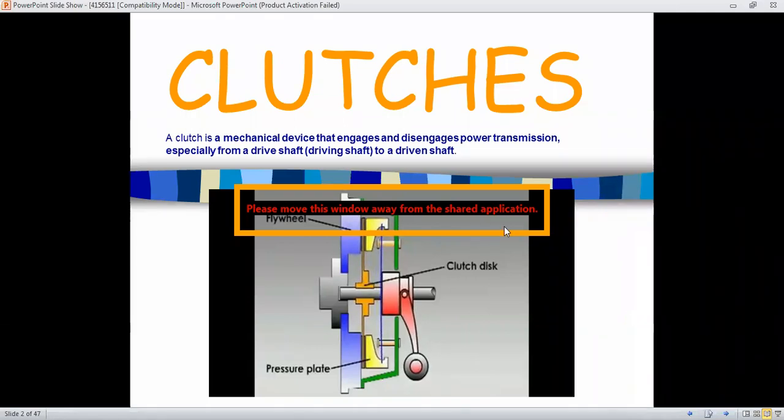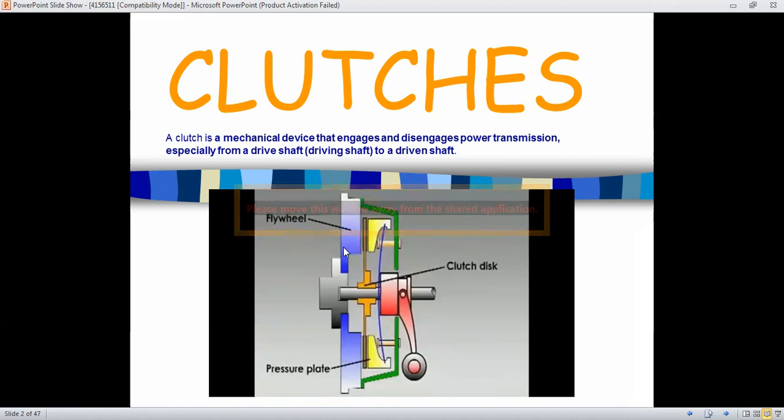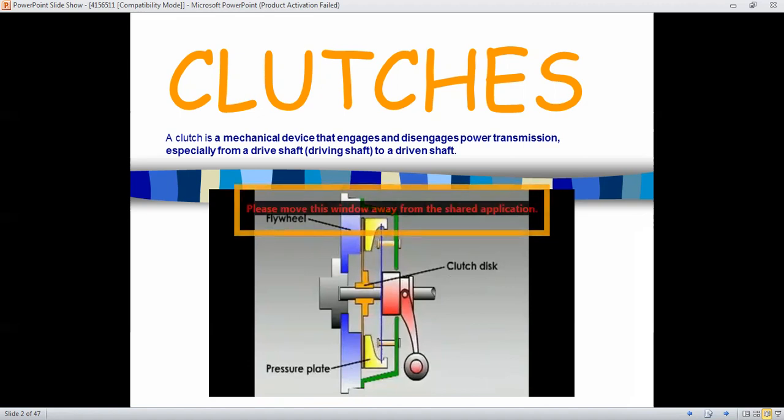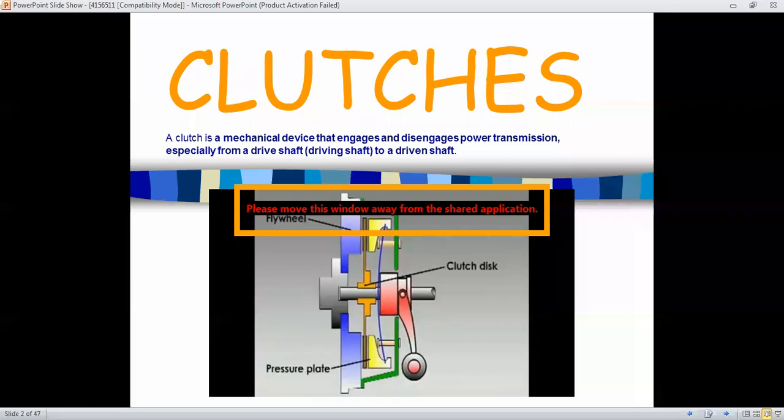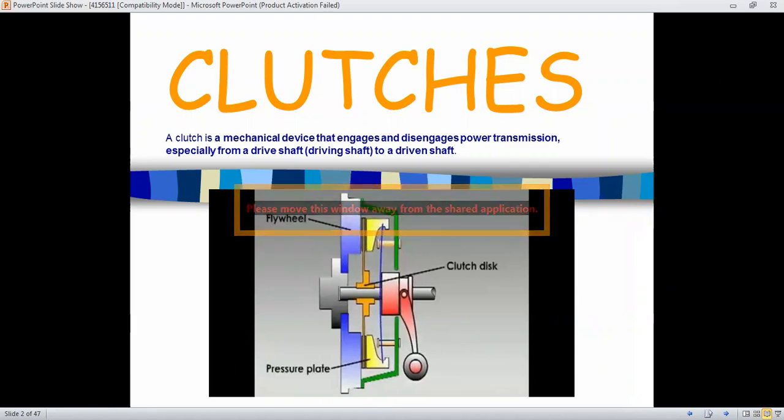Now you can see here there is a flywheel. These are the clutch disc and this is the pressure plate. You can see why this diagram and this animation are here, because these three components are very important in the clutch assembly. The main function of the clutch plate is power transmission between the drive shaft and the driven shaft. They can engage both shafts for the power transmission.